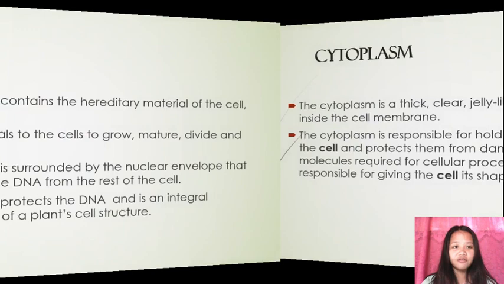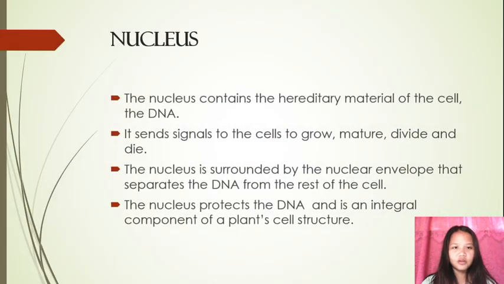And then we have the nucleus. The nucleus contains the hereditary material of the cell, which is the DNA. It sends signals to the cell to grow, mature, divide, and die. The nucleus is surrounded by the nuclear envelope that separates the DNA from the rest of the cell. The nucleus protects the DNA and is an integral component of a plant cell's structure.